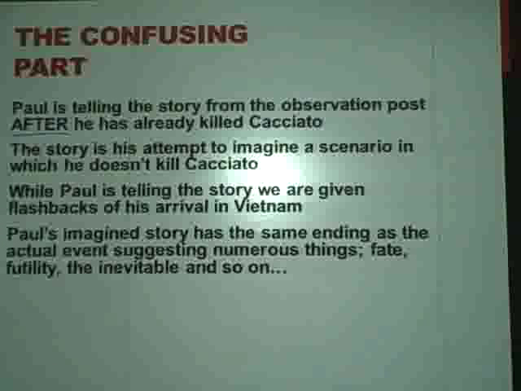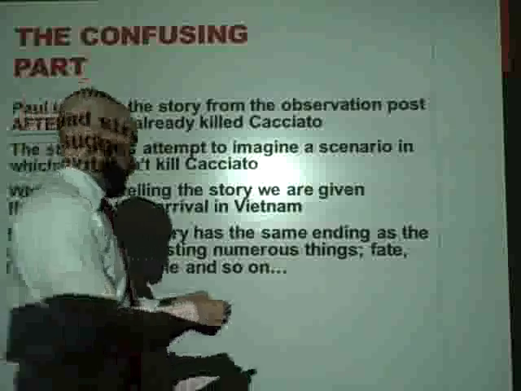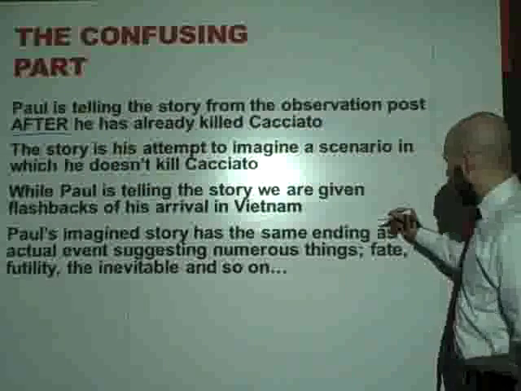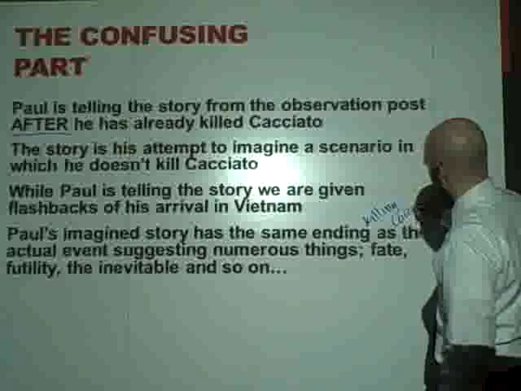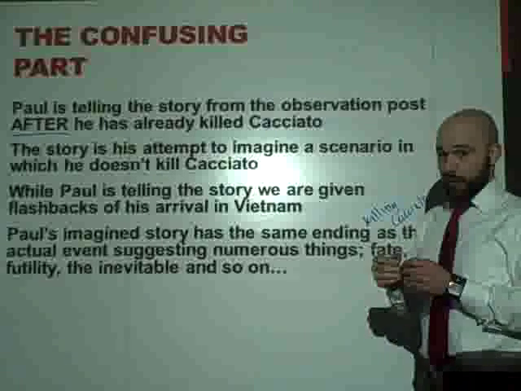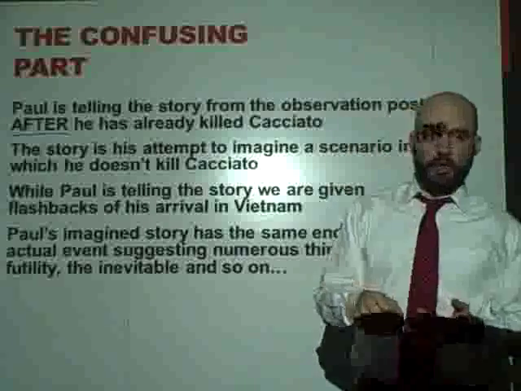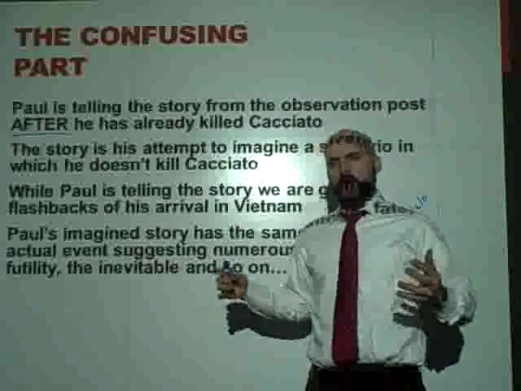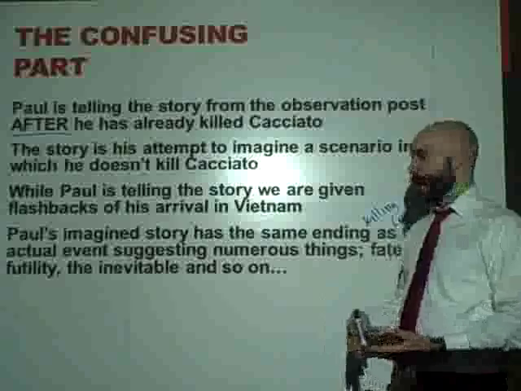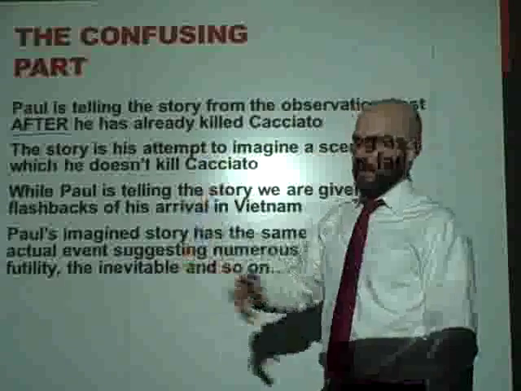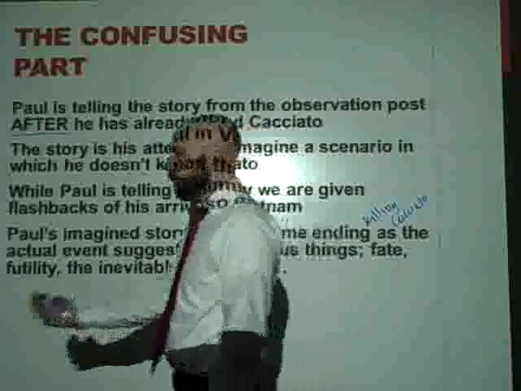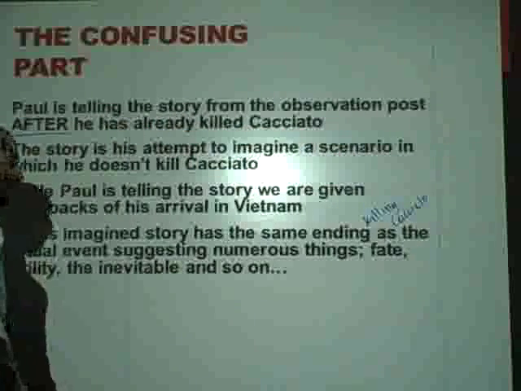And then finally, Paul's imagined story has the same ending as the actual event. That suggests numerous things. The same ending, obviously, is killing Cacciato. It doesn't matter if it was on the mountaintop or in the hotel room or apartment in Paris. He cannot escape that he has done this, and this is the connection. This story loops back around and brings him back to that point that he was trying so desperately hard to avoid.